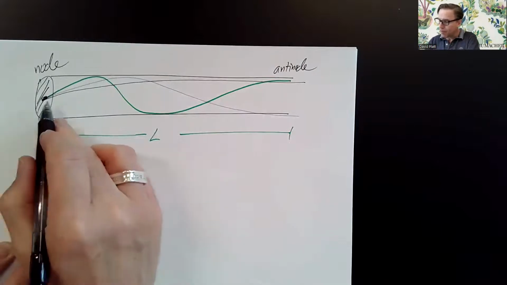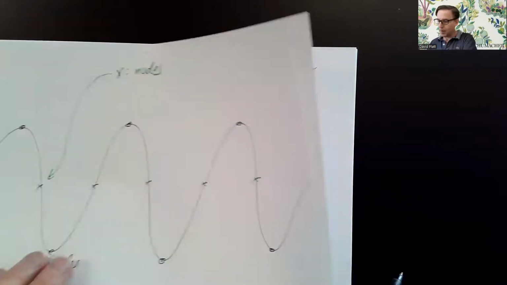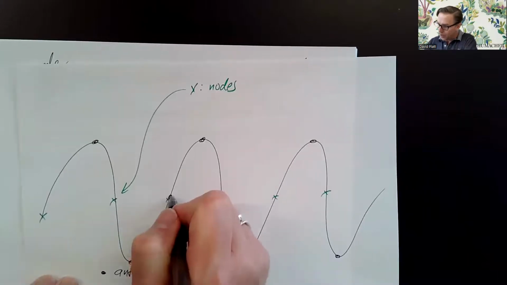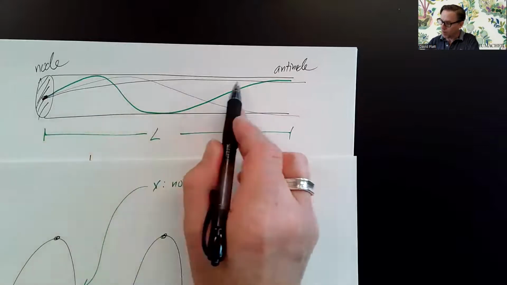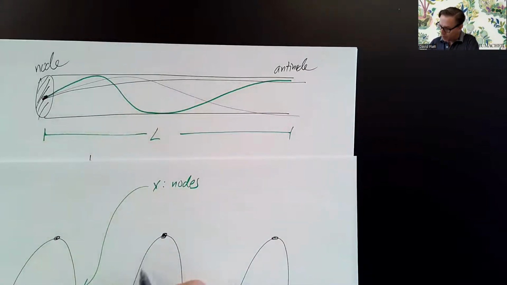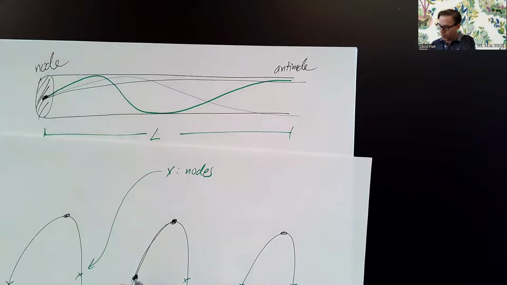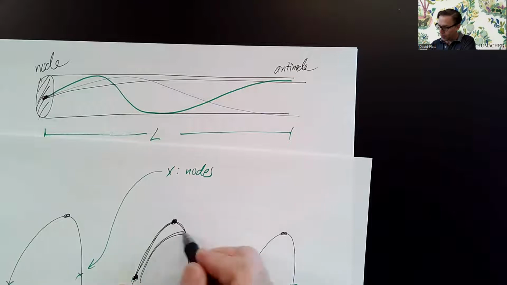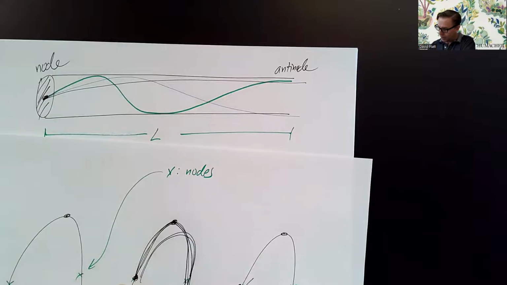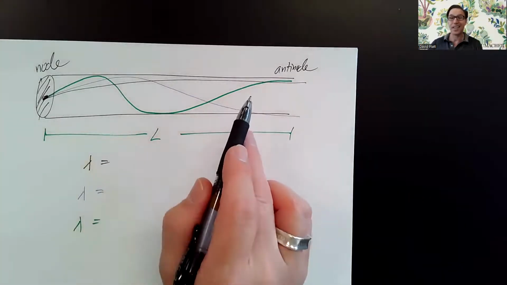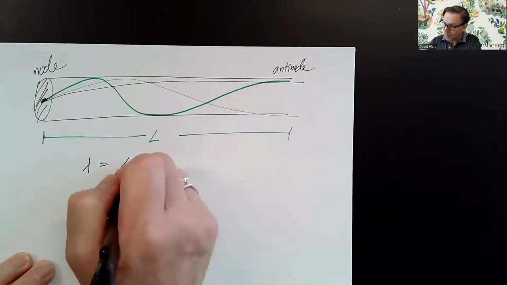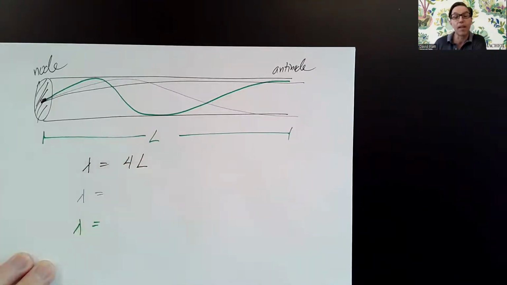So let's see this from here to here. Let's go back to this picture. We started at a node and we went for this black colored wave up to an antinode. We went from here to here. That is 1/4 of a whole wave. Do you see that this is a whole wave? Up bump, down bump. So up, down, down, up. So we got 1/4 of the wave inside the pipe, which means the wavelength is 4L.